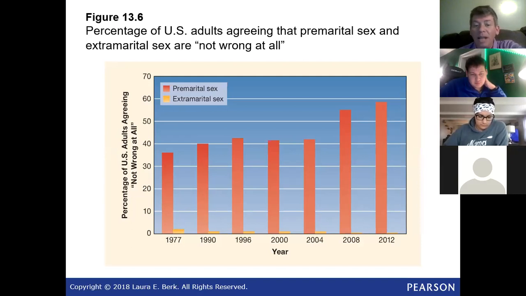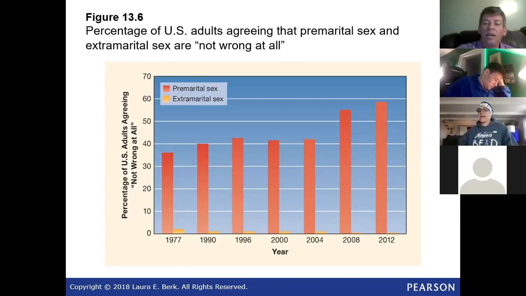But you can see this weird thing. In 1977, they were less approving of premarital sex than in 2012, but more approving of extramarital sex. It's kind of reverse. You would think that it would be more permissive across the board, but it isn't. Why do you think that is?